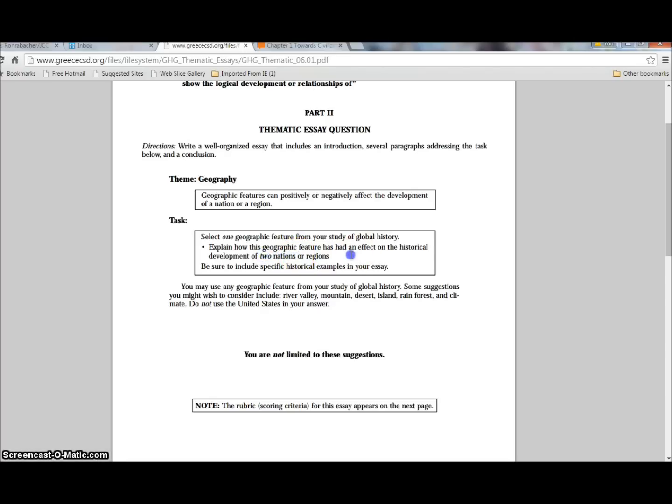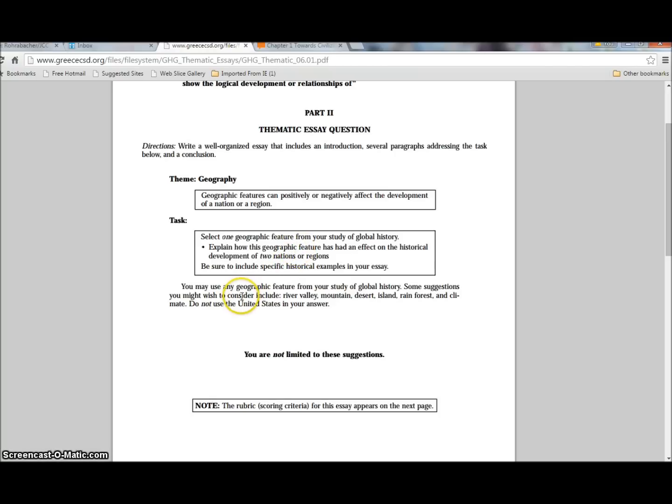So if you're going to pick islands, you have to pick 2 different nations or regions that have islands. So you have to pick like Great Britain and Japan, or Greece and Japan, something like that. Or if you're going to pick deserts, you may have to pick the Gobi Desert and the Taklamakan Desert, or something like that, or the Sahara Desert. Sahara Desert's always one that you should throw on there if you're going to use a desert. Sahara Desert's easy to write about, and it's easy to remember. We always remember the Sahara Desert, largest one in the world. So pick 2 nations that a geographic feature has had an effect on. All right, 1 geographic feature and 2 nations.